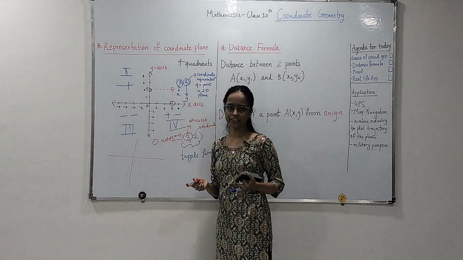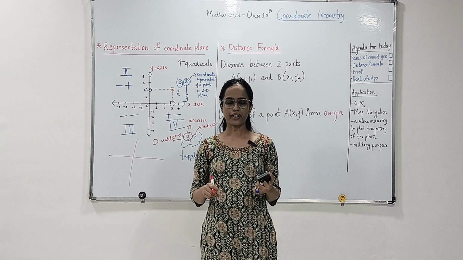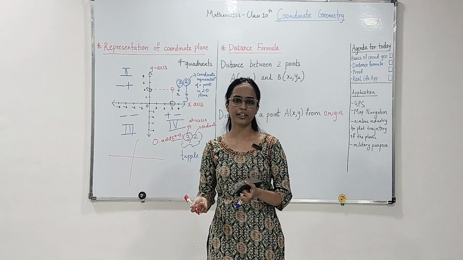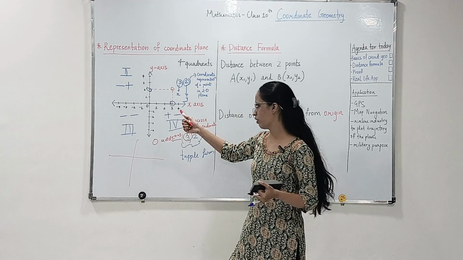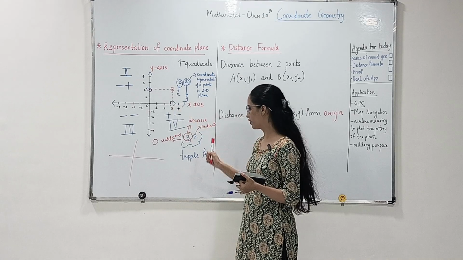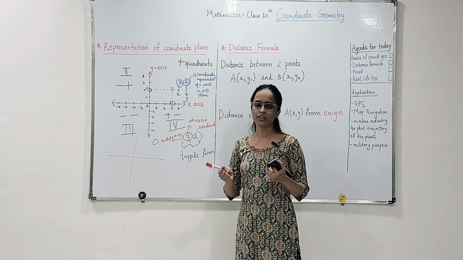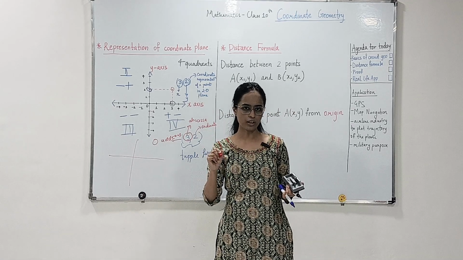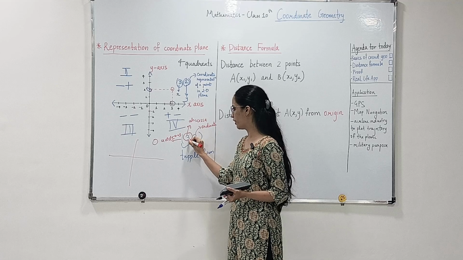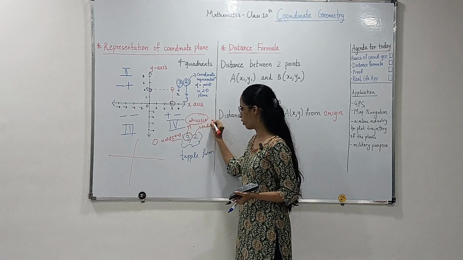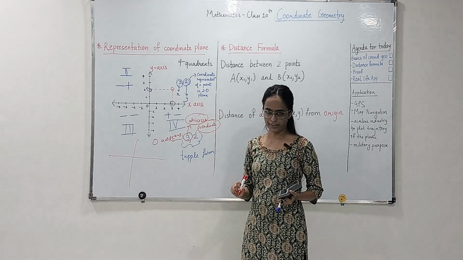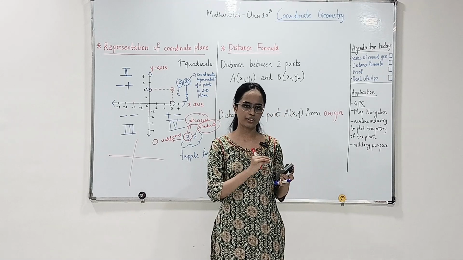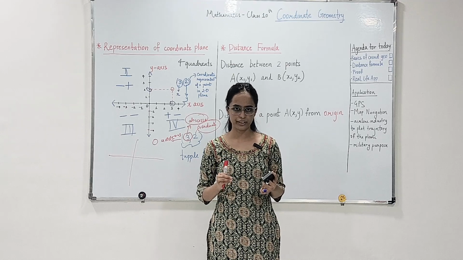So if in the exam the question comes that plot the point whose abscissa is 3 and whose ordinate is 2, you're going to draw the coordinate plane, take the x value as 3 and the y value as 2, and mark the point. So your x coordinate is nothing but the abscissa and your y coordinate is nothing but the ordinate. I hope you are thorough with these basic terminologies related to coordinate geometry.